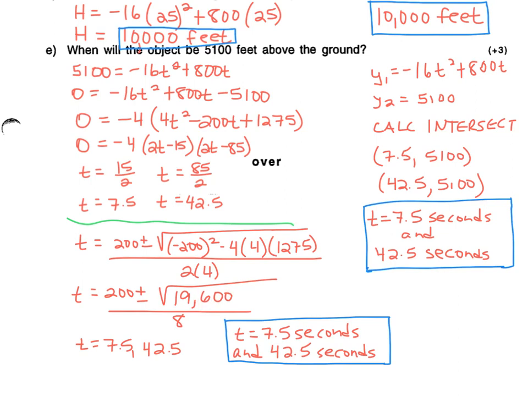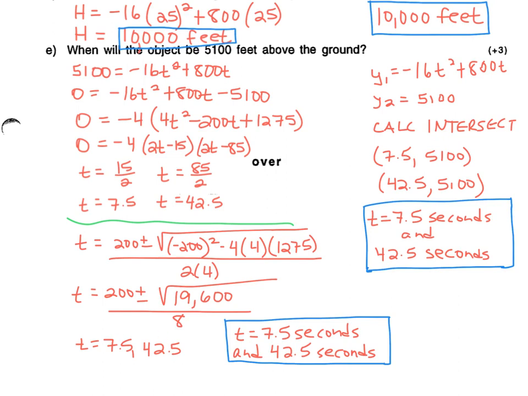Now, I am confident that that further simplifies. But here's the thing. We don't need your answer in exact radical format, so to speak. But if you kept simplifying it, you would still end up with the same answer up here. You would end up with t equaling 7.5 and 42.5.